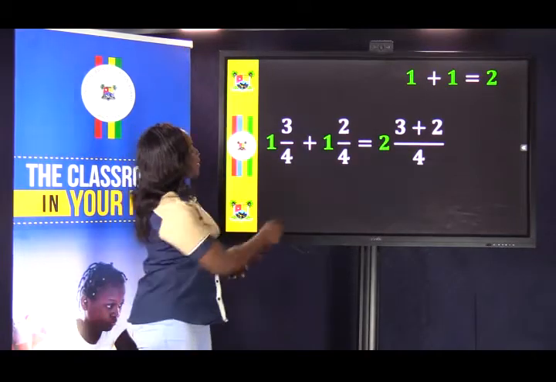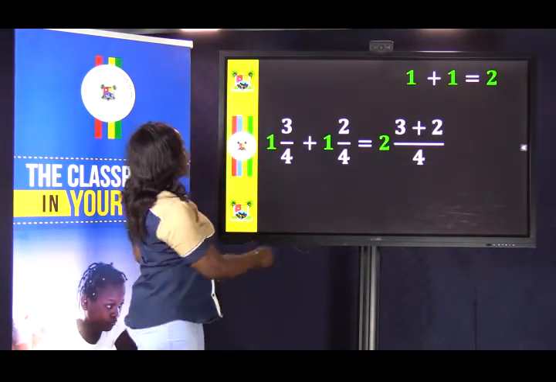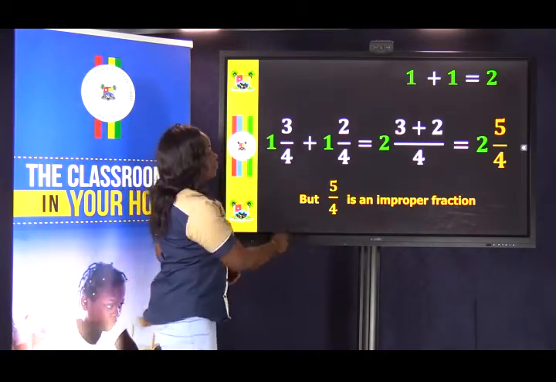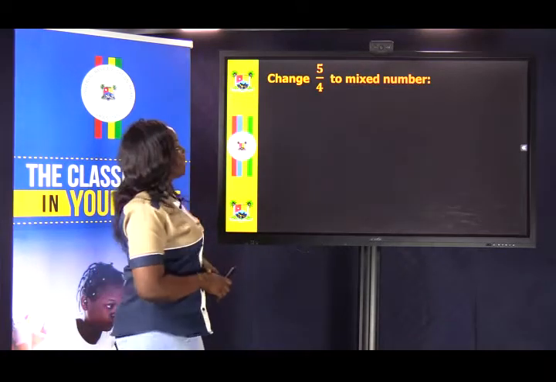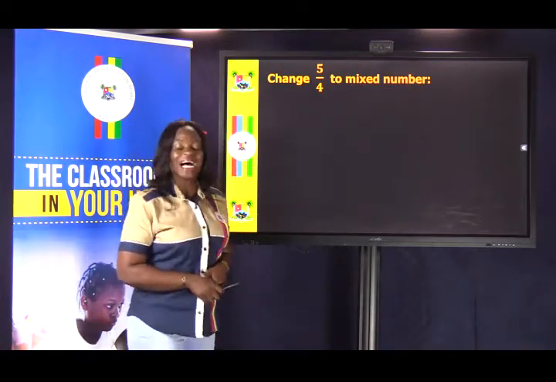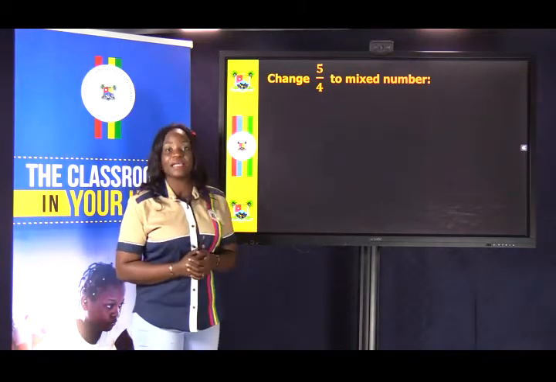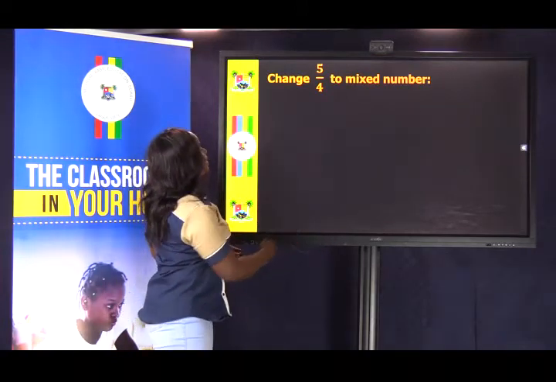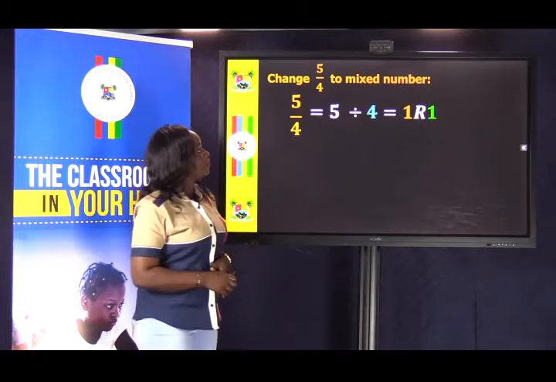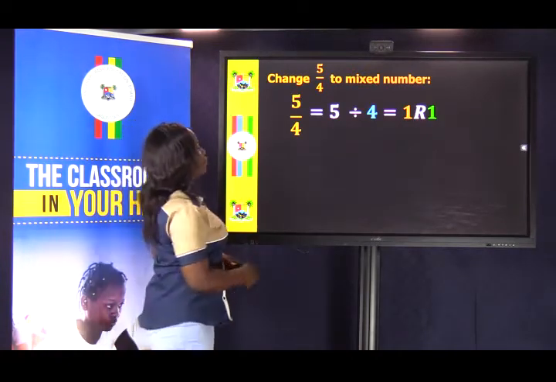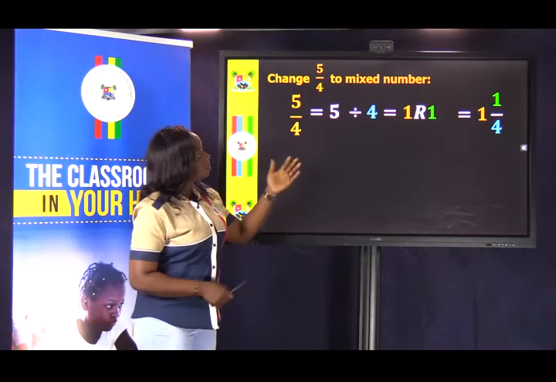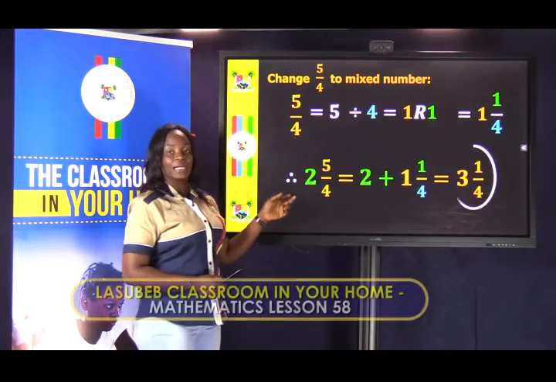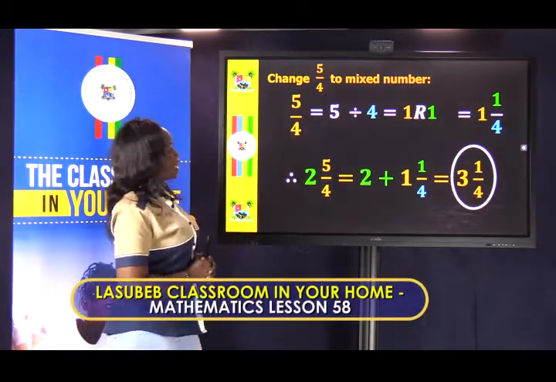4. I've chosen mine. 3 plus 2. Add your numerators together. So we have 2 whole number 5 over 4. But 5 over 4 is an improper fraction. And remember, a mixed number must have a proper fraction and a whole number. So here we are having a whole number and an improper fraction. So it's not proper. Change 5 over 4 to mixed number. We have 5 divided by 4. That is 1, remainder 1. The new answer is 1 whole number 1 over 4, but that's not your final answer. Remember, we had a whole number we kept before we went to change to mixed number.